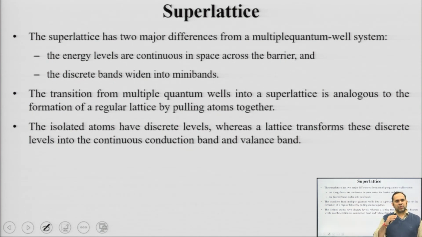Since the wave functions start to overlap, you can say that energy is no longer discrete, but follows a continuous variation across the barrier. And the discrete bands now widen into so called mini bands. The transition from multiple quantum wells into a super lattice is analogous to the formation of a regular lattice by pulling atoms together. So, one well connected to another, to another, to another. The isolated atoms have discrete levels. A lattice transforms these discrete levels into continuous conduction and valence bands.